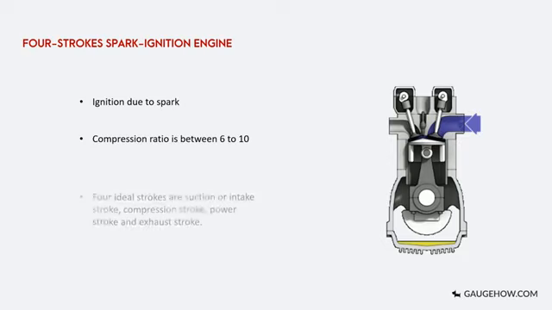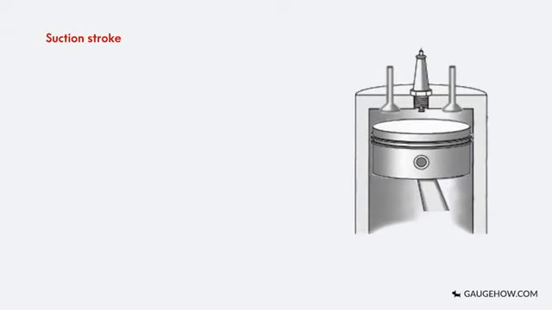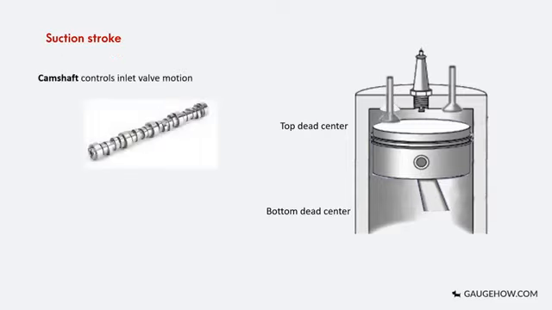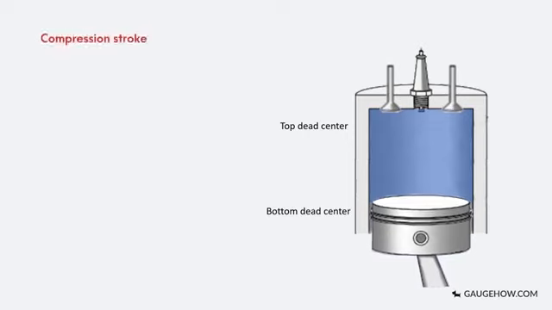The ideal 4 strokes are suction or intake stroke, compression stroke, power stroke, and exhaust stroke. In the first stroke, that is suction stroke, the piston moves from the top dead center to the bottom dead center. As the inlet valve opens, the piston is about to move downward. The inlet valve motion is controlled by the crankshaft. Due to the piston movement, partial vacuum is created inside the cylinder and fuel-air mixture is injected inside. Exhaust valve is closed throughout the suction stroke. When the piston reaches the bottom dead center, the inlet valve closes and hence suction stroke gets completed.